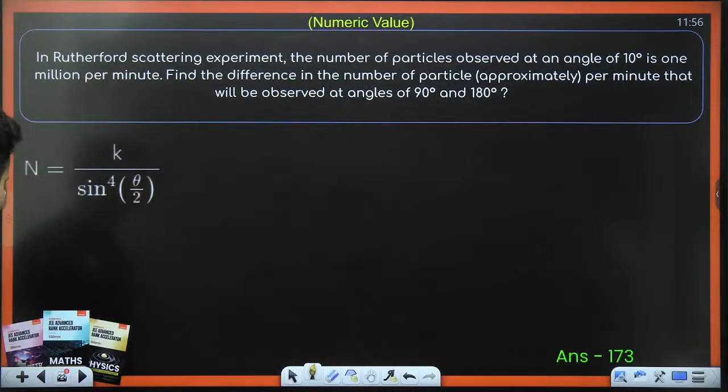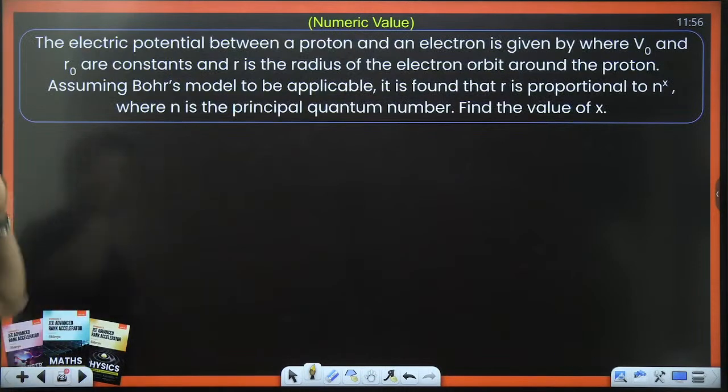Let's move on to the next one. The electric potential between proton and electron is given by an expression where V0 and R0 are constants. R is the radius of the electron's orbit. Assuming Bohr's model to be applicable, it is found that R is proportional to n raised to x, where n is the principal quantum number. Find the value of x. Okay. So it is found that R is proportional to n raised to x, where V0 and R0 are constants.